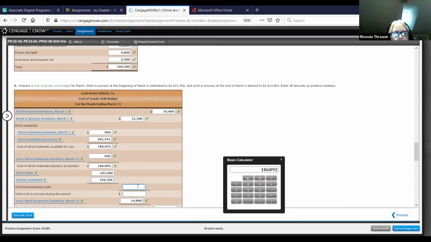The next thing we're going to determine is our total manufacturing cost. That's our direct materials that we placed into production, plus our direct labor, plus our factory overhead. So this was our direct materials. We're going to add direct labor to that.